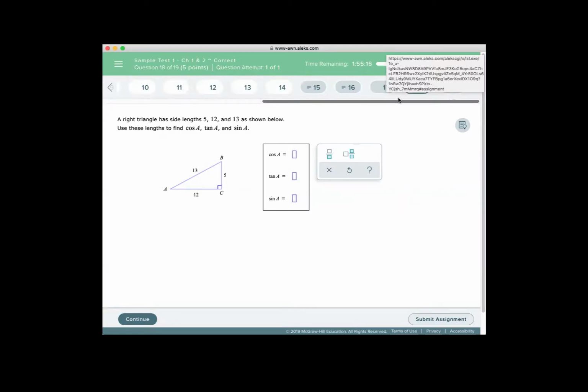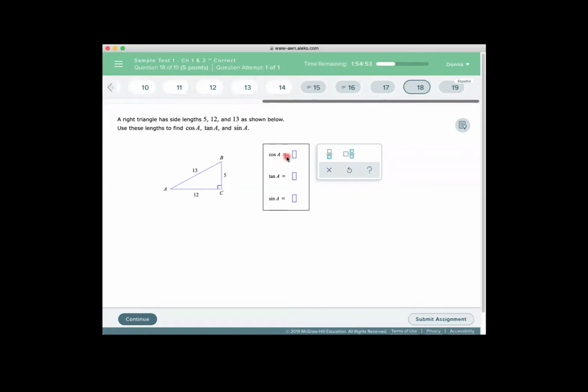I'm doing the next example on the sample test, which I didn't believe I got to, which was number 18. In this example, they give us the values of the right triangle. They give us 5, 12, and 13, and they give us the angles. So we're looking at angle A. The first question asks for the cosine of A.